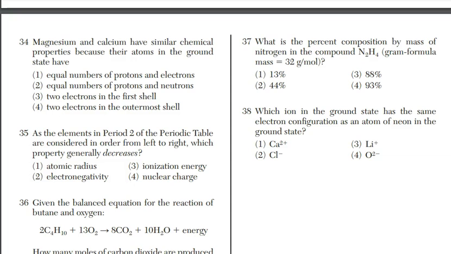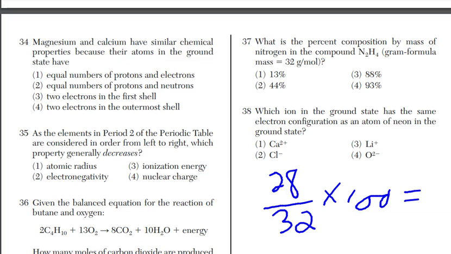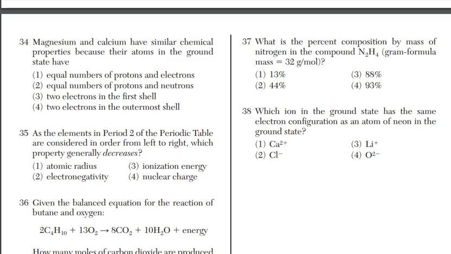And percent is always part over the whole thing times 100. I'm going to do it down here. So 14 times 2 is 28. So that's the mass of the nitrogen divided by 32 times 100, of course. And we go ahead and plug that into the calculator. And we get an answer of 87.5, which rounds to 88%, which is choice 3.